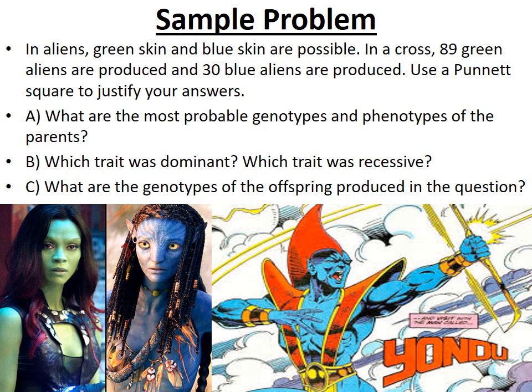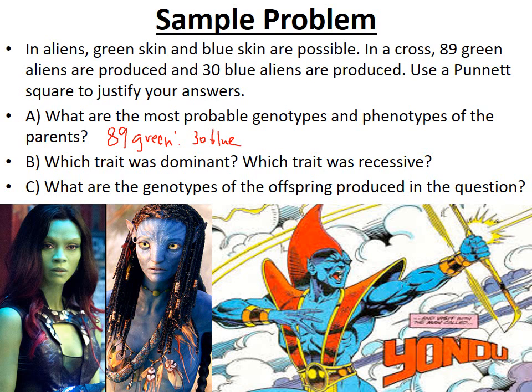So we'll do a sample problem here to apply that logic. In aliens, green skin and blue skin are possible, and in a cross, 89 green aliens are produced and 30 blue aliens are produced. Use a Punnett square to justify your answers to the questions below. What are the most probable genotypes and phenotypes of the parents? So take a look carefully. We have 89 green aliens for every 30 blue aliens.